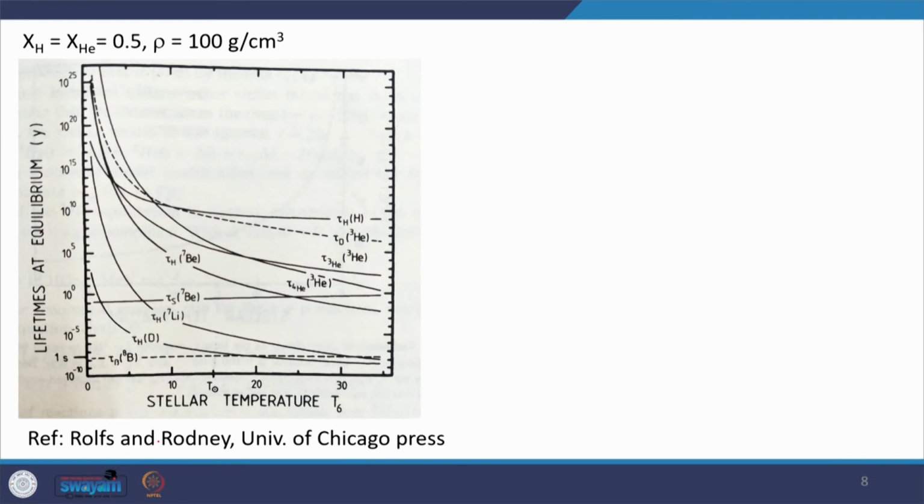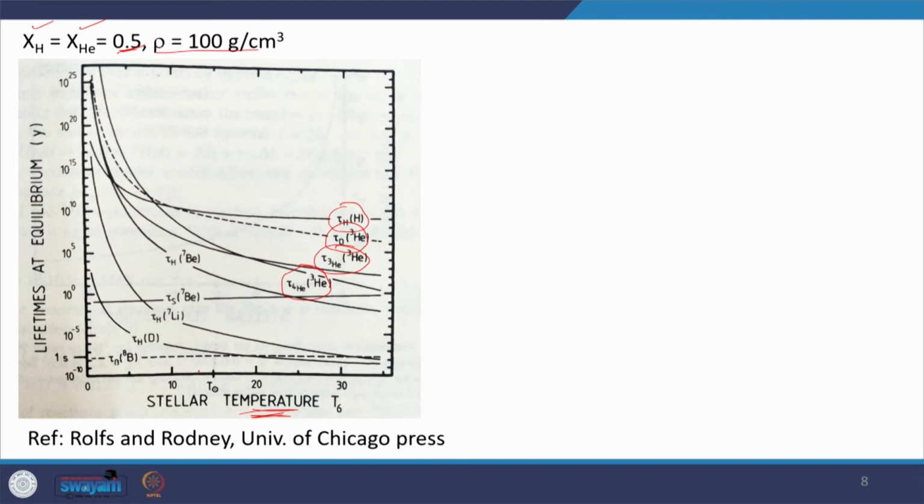Now, let me show you one interesting diagram by considering the mass fraction of hydrogen and helium as 0.5 and the density as 100 grams per cubic centimeter. I am showing you the variation of lifetimes at equilibrium versus temperature. Please understand, this is the lifetime of the proton against proton, the lifetime of helium-3 against deuterium, the lifetime of helium-3 against helium-3, and this is the lifetime of helium-3 against helium-4.